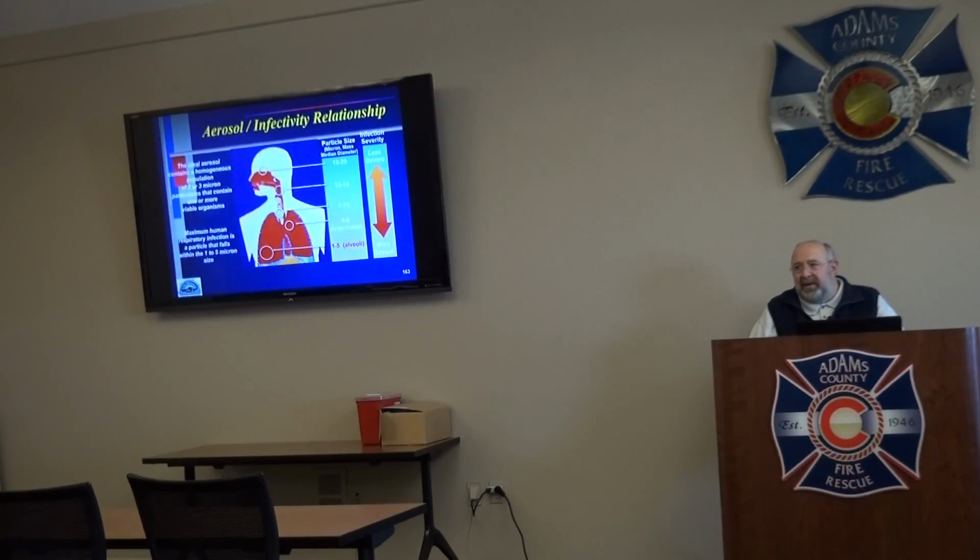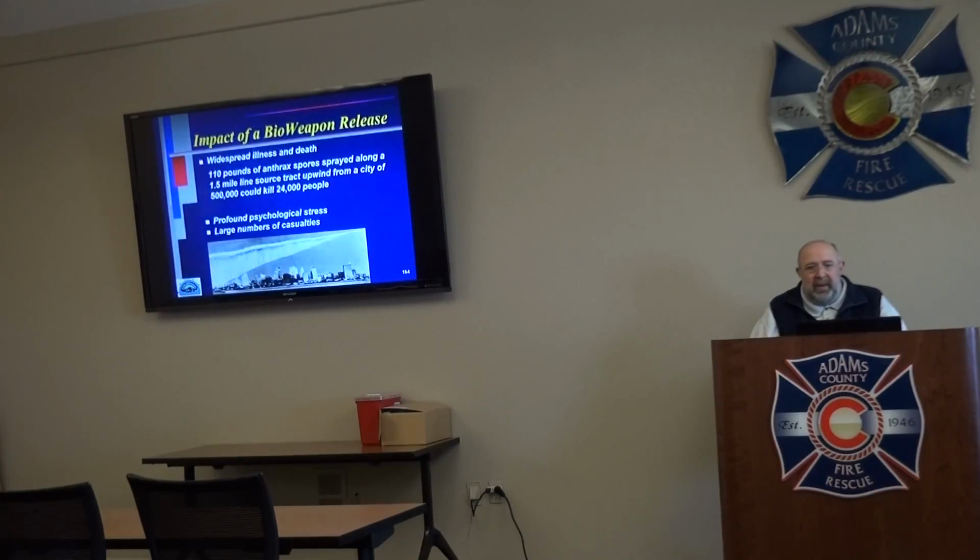If you think about the anthrax letters that were sent here in the US in 2001 or so, okay, that anthrax was like 90% the right size. So whoever made that stuff knew what they were doing, okay? This is a slide we got from the military. If you were to take 110 pounds of anthrax spores, throw them into a crop duster, spray it along a 1.5 mile long tract in a city the size of Denver, you could kill 24,000 people and hospitalize probably twice as many, okay? And then obviously produce a lot of psychological impact as well.